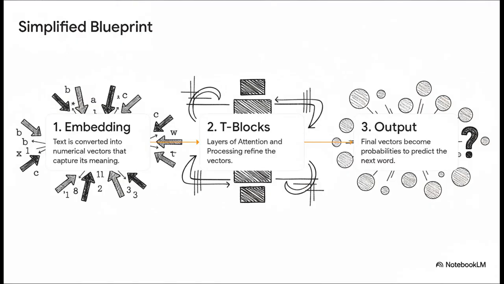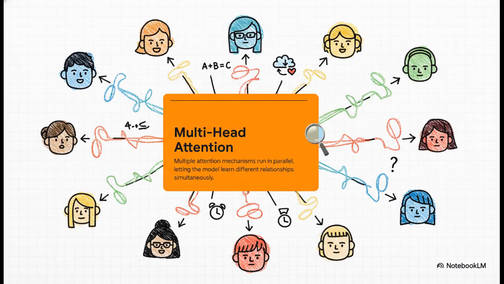From a high level, it's basically a 3-stage process. First up, embedding. This is where words get turned into numbers, vectors that capture their meaning. Second, these vectors get passed through a whole stack of transformer blocks. This is where all that self-attention magic happens, refining the meaning layer by layer. And finally, the processed vectors go to an output layer, which turns them into probabilities to guess the most likely next word.